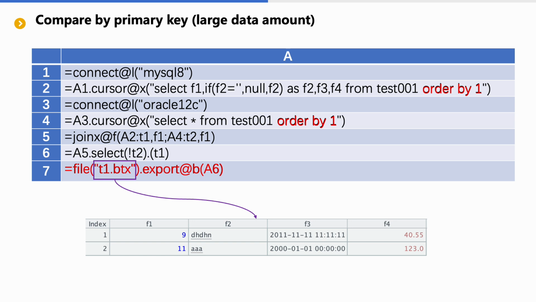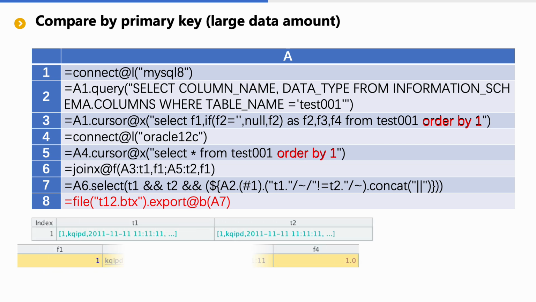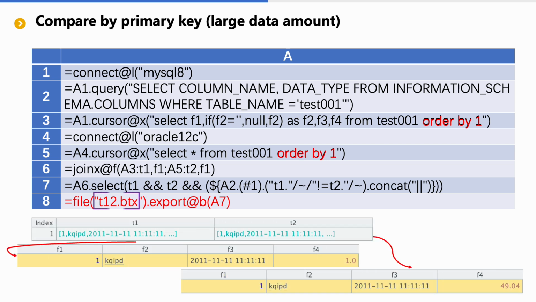Using the same method, when there is a large amount of data, identify the second scenario. That is, finding records that T1 has but T2 doesn't have. Here is the third scenario. The primary keys of T1 and T2 are equal, but the other columns are different.